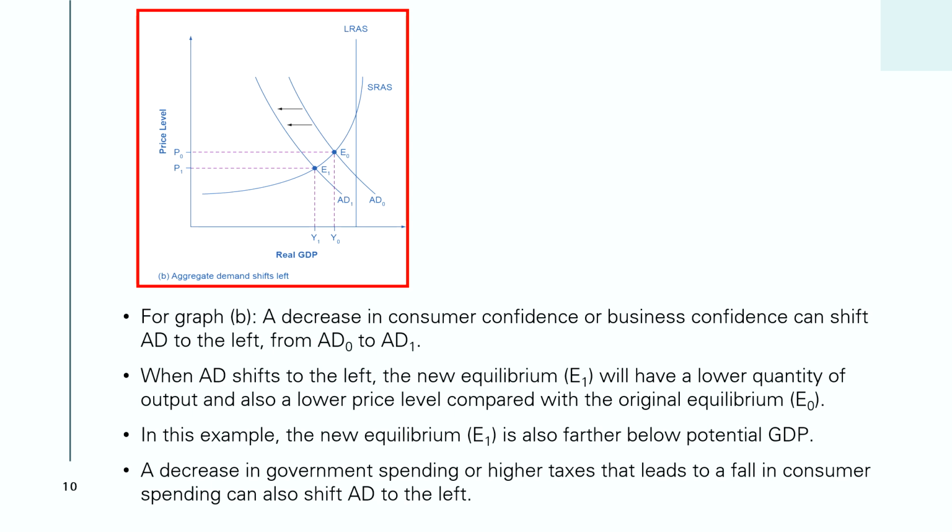The new equilibrium has a lower level of real GDP and a lower price level. The economy moves further below potential GDP, deepening the recessionary gap. Leftward shifts can also result from reduced government spending or higher taxes, both of which reduce the amount of money circulating in the economy.